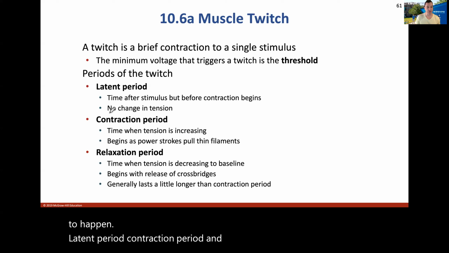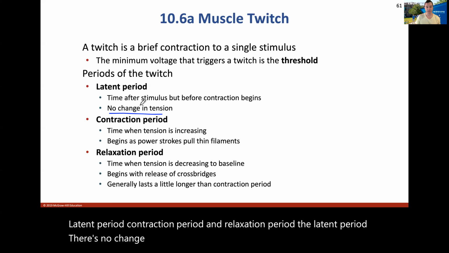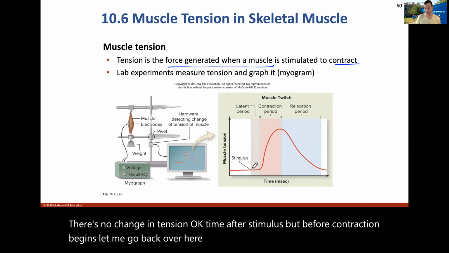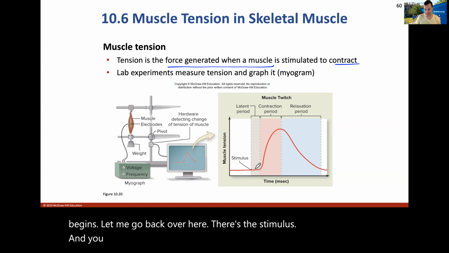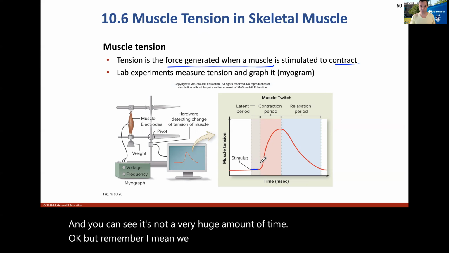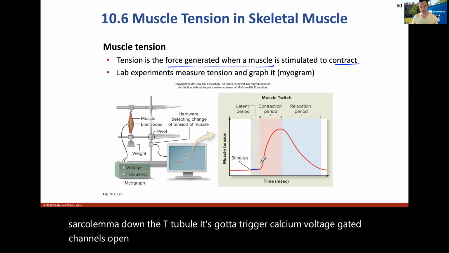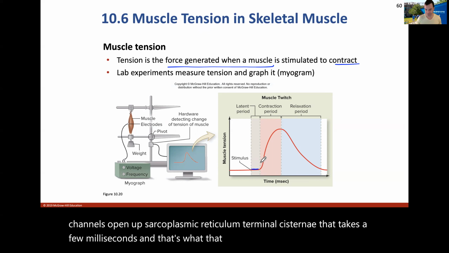The latent period, there's no change in tension, okay? Time after stimulus, but before contraction begins. So let me go back over here. There's the stimulus. And you can see it's not a very huge amount of time. Okay? But remember, it's got to go from the sarcolemma down the T-tubule. It's got to trigger calcium voltage gated channels, open up the sarcoplasmic reticulum, terminal cisternae. That takes a few milliseconds. And that's what that latent period is.